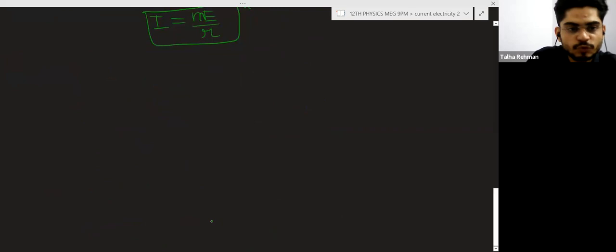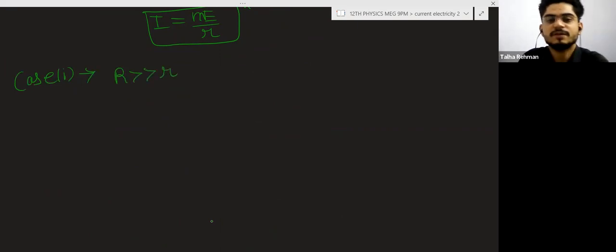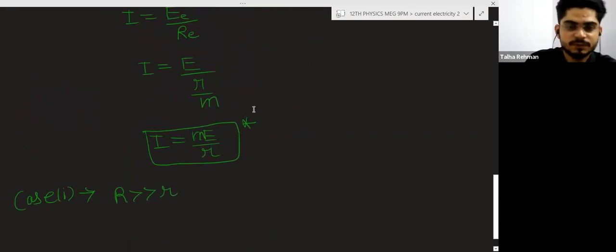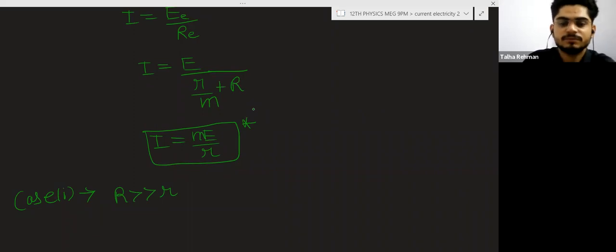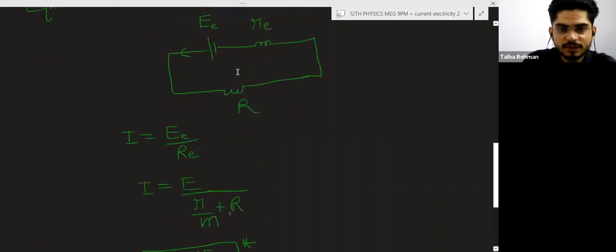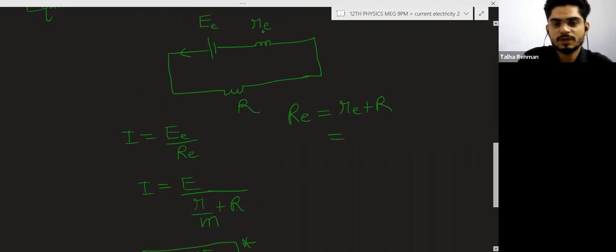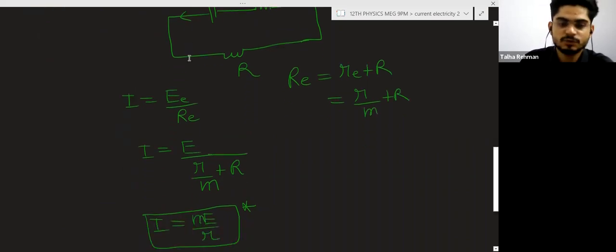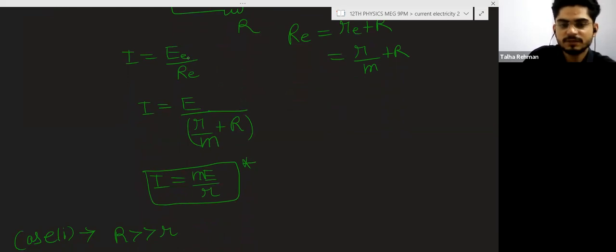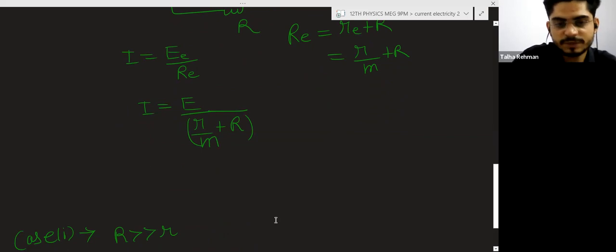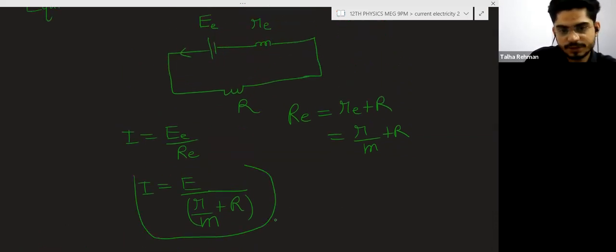So here also we will have two cases. Case first, when the external resistance becomes much, much larger than the internal resistance. And one thing more, R equivalent will be the sum of this resistance and this resistance. So R equivalent is equal to R plus r equivalent. And what is r equivalent? r by m. So R equivalent is r by m plus R. So we have added this and we got the current.